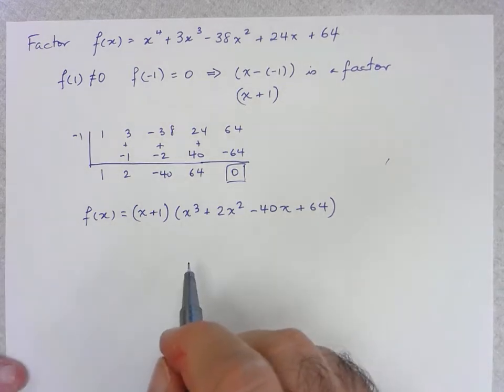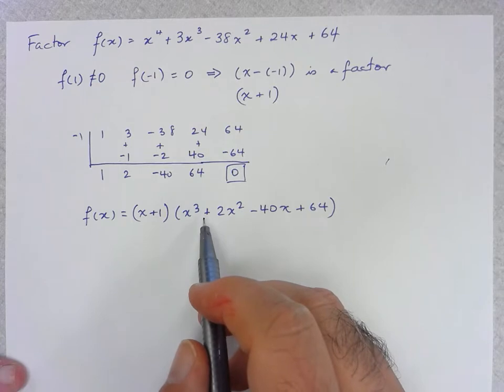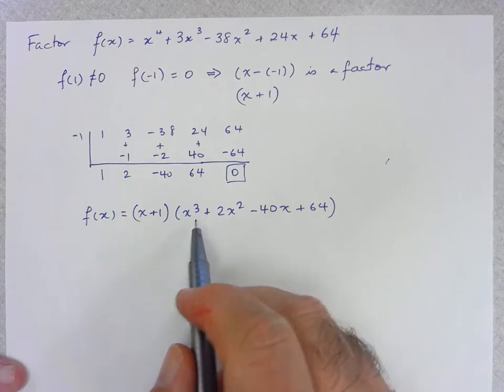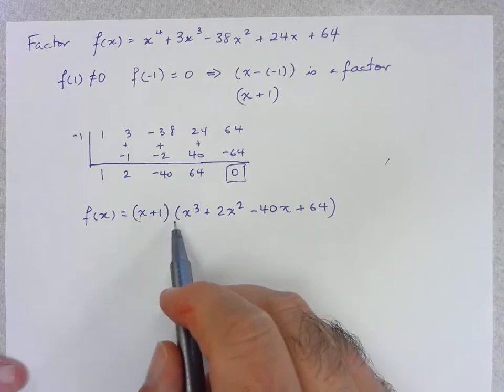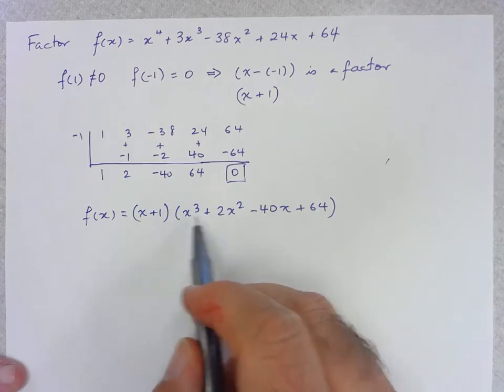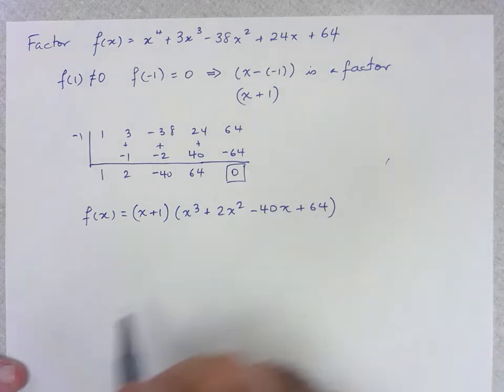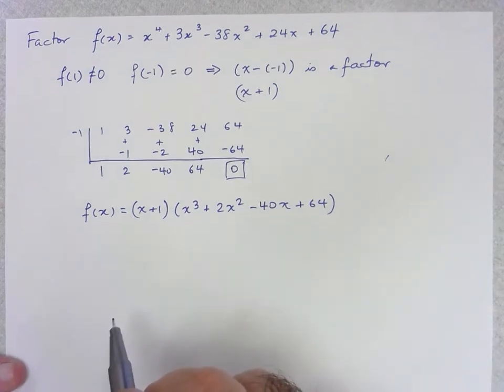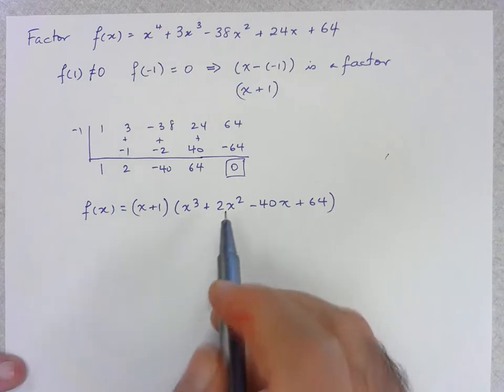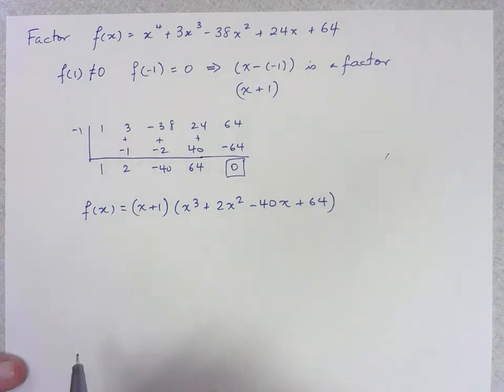The first thing I should try to do is see if I can factor this by grouping. Okay, but I look here, if I factor out the x squared, I'll be left with an x plus 2. And if I factor out, well, there's nothing I could factor out that's going to give me an x plus 2. So what does this mean? It means I have to use the factor theorem a second time.